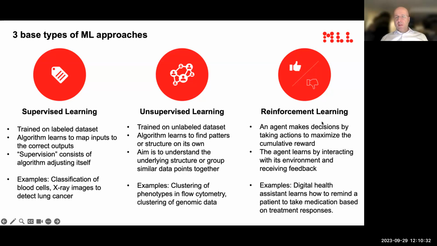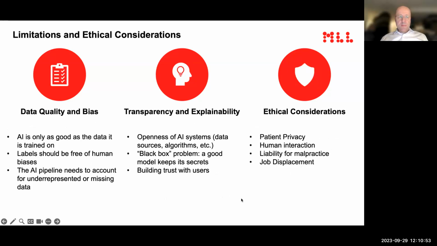In reinforcement learning, an agent makes decisions by taking action to maximize accumulated reward. The agent learns by interacting with its environment and receiving feedback. And an example is a digital health assistant that learns how to remind a patient to take medication based on treatment response.